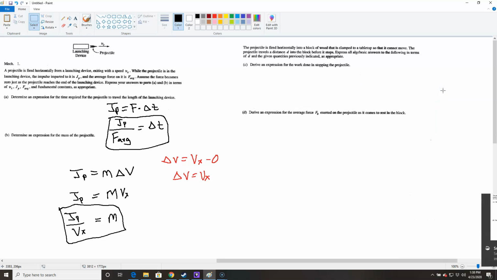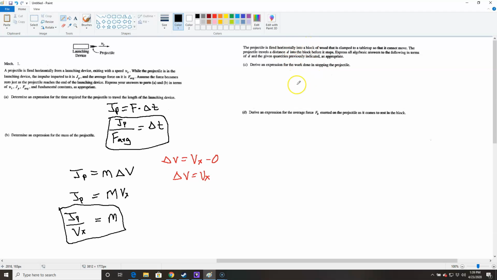For the next phase, it says a projectile is fired horizontally into a block of wood that is clamped to a table so that it cannot move. The projectile travels a distance d into the block before the block stops it. Again, express our algebraic answers in terms of d and the given quantities previously listed. So d has joined our known values of Vx, Jp, F average.